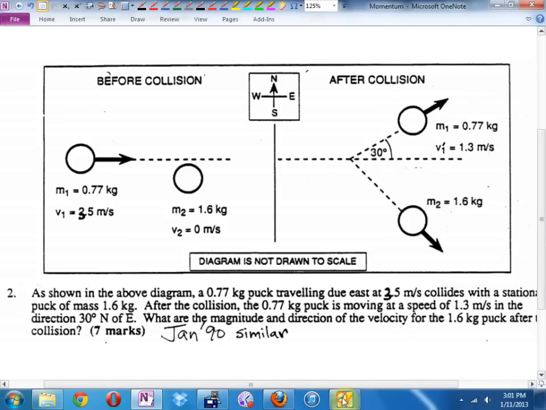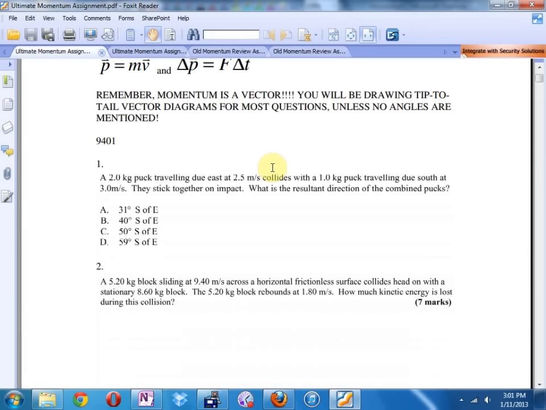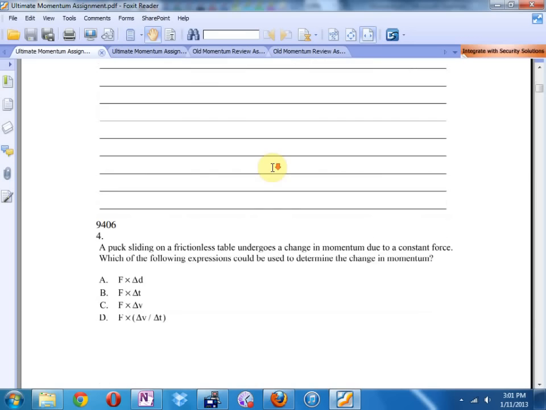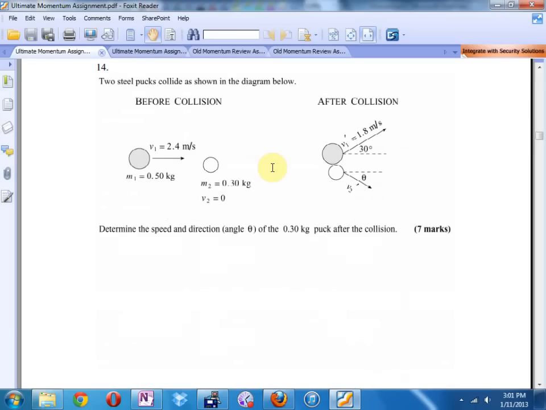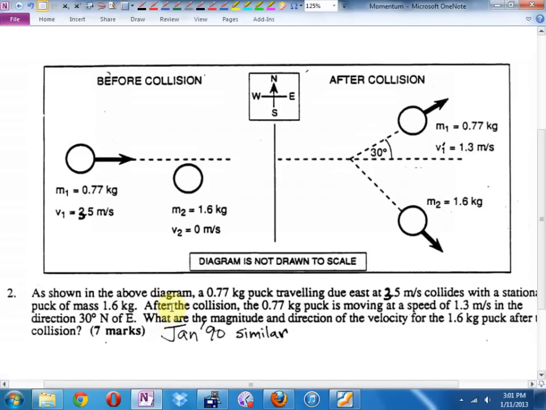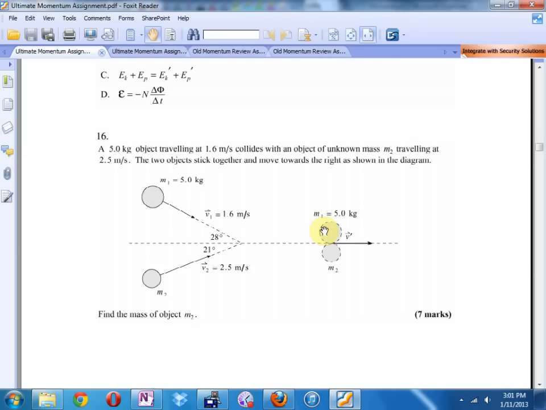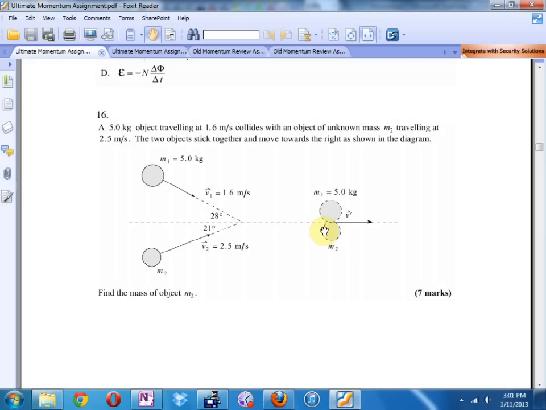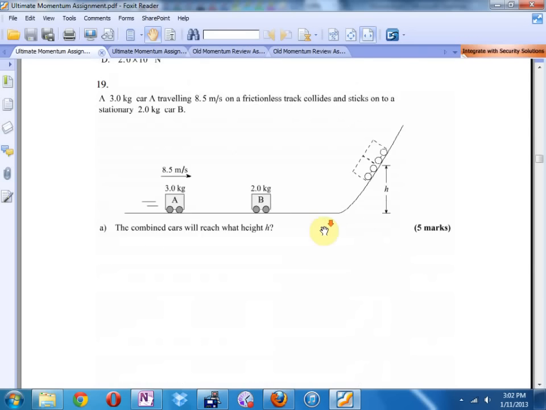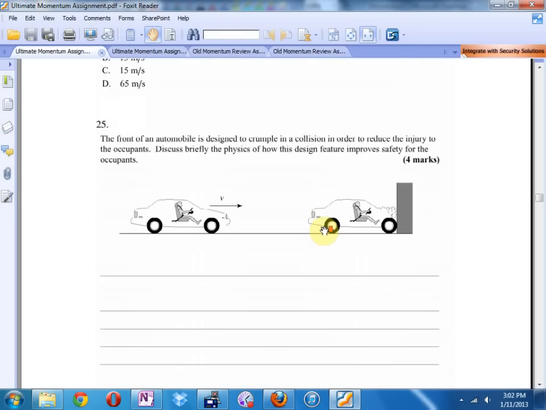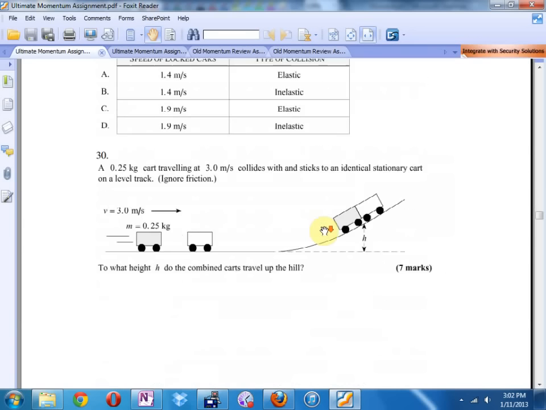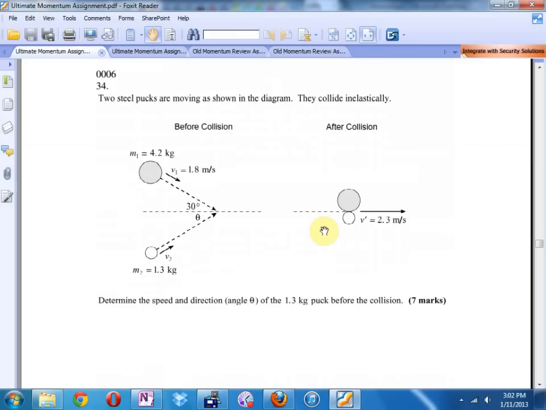In terms of your review then, I'm talking about stuff like number one, show me angles, 14. There's your classic one right there. Although 16 is a bit of a twist, they give you all of the speeds and they ask you to find the unknown mass, but okay, fair game-ish. That's an explosion, slightly different. It's an explosion. 34, another great example.